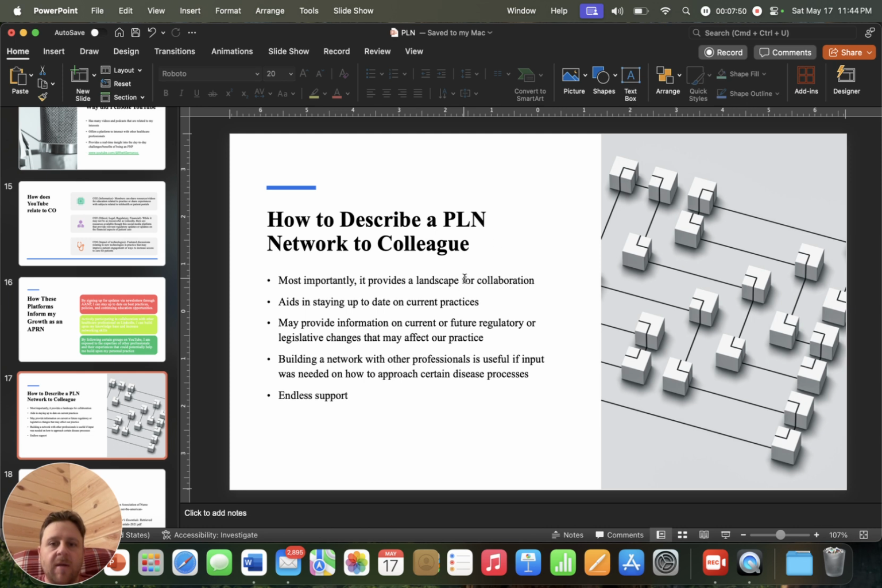And how would I describe a PLN to a colleague? Most importantly, I would tell him or her that it would provide a good landscape for collaboration and exposure, getting your name out there, and maybe getting in the heads of others and collaborating and trying to understand where they're coming from in their profession. It aids in staying up to date on current practices, and may provide information on current or future regulatory and legislative changes that may affect our practice, which is a pretty big deal. And building a network with other professionals is useful if input's needed on how to approach maybe a certain disease process. And then you have just an endless realm of support.